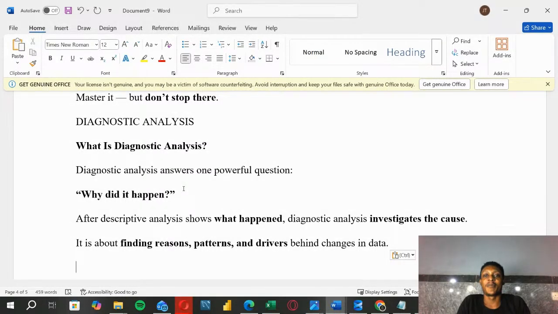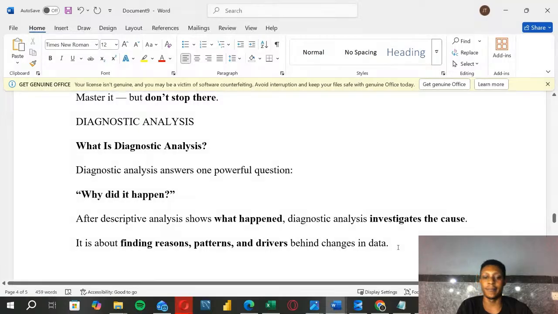After descriptive analysis shows what happened, diagnostic analysis indicates the cause. It is about finding reasons, patterns, and drivers behind changes in data. So let me show you what diagnostic analysis is not and what it is. Let's look at it because of our time.